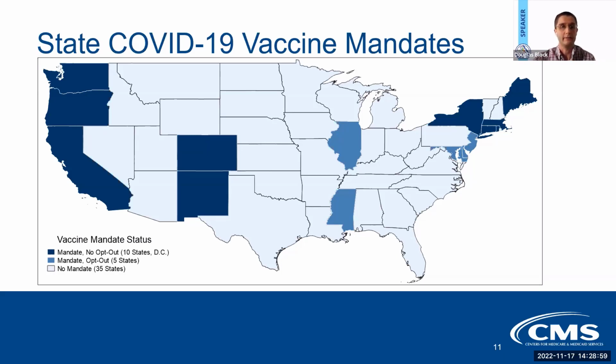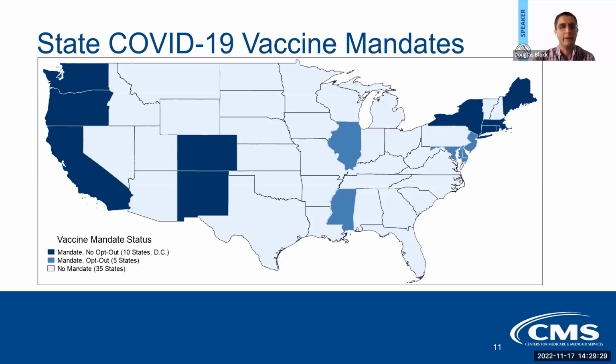Issued a mandate that did not allow the vaccine to be opted out unless you had that religious or medical exemption. And those are primarily in the Northeast and then the West Coast, as you see from those darker colors. And then we had 5 states that did allow you to opt out through regular testing: Mississippi, Illinois, Washington, D.C., and then here in Maryland, where CMS, our primary office, is, as well as Delaware. And then there's 35 states that had absolutely no mandate.